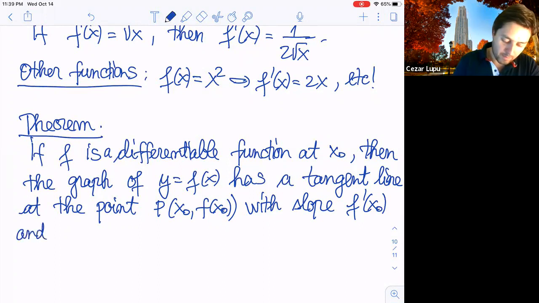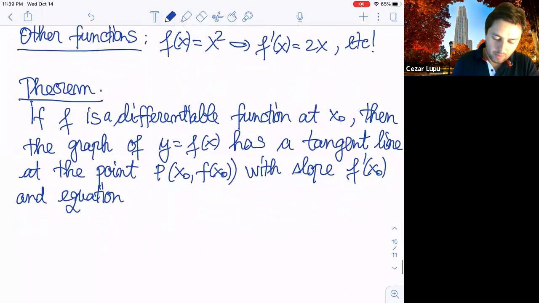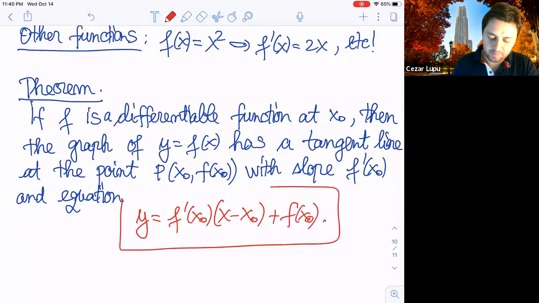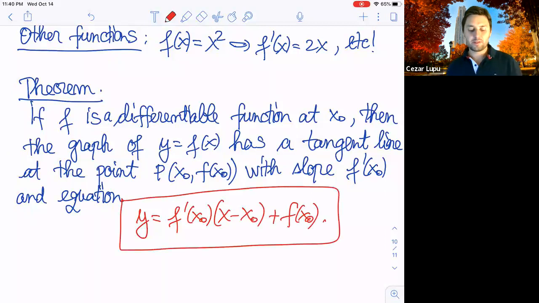And the equation, so the equation will be given by y equals f prime of x naught times x minus x naught plus f of x naught. So this is how the equation of the tangent line will look like, right? Okay.